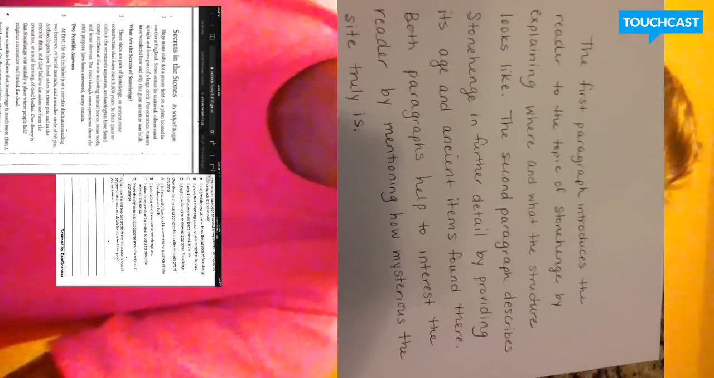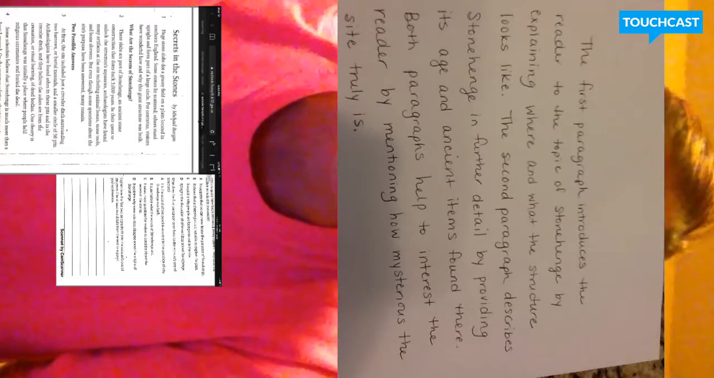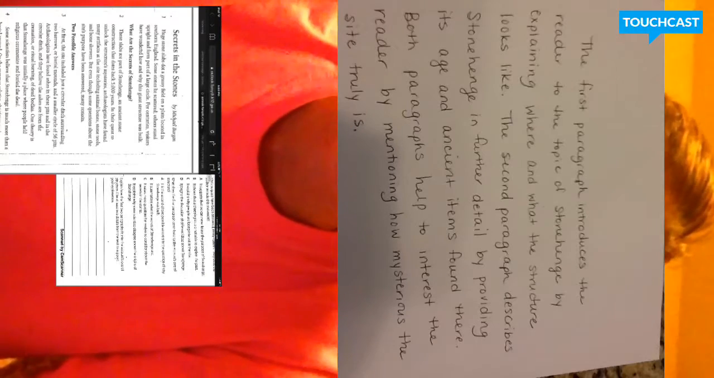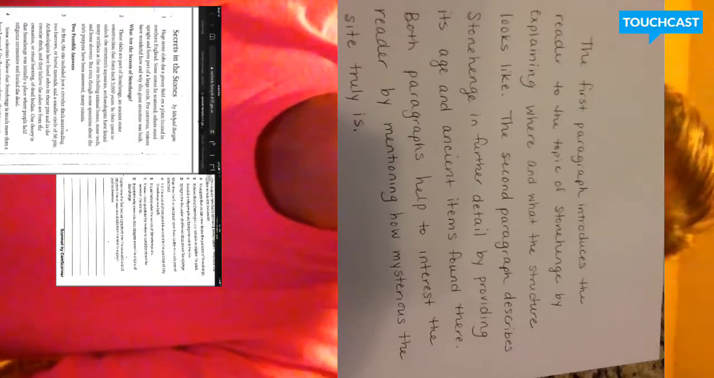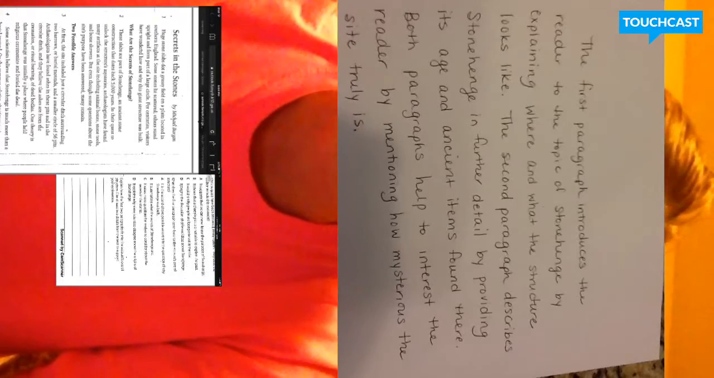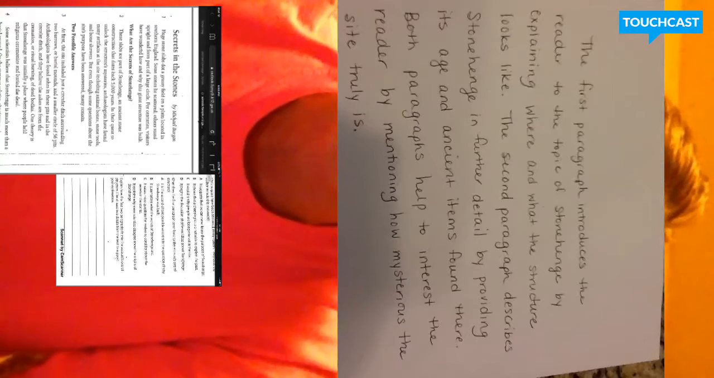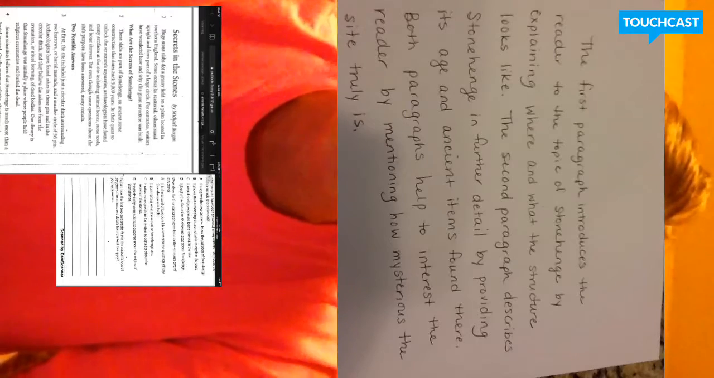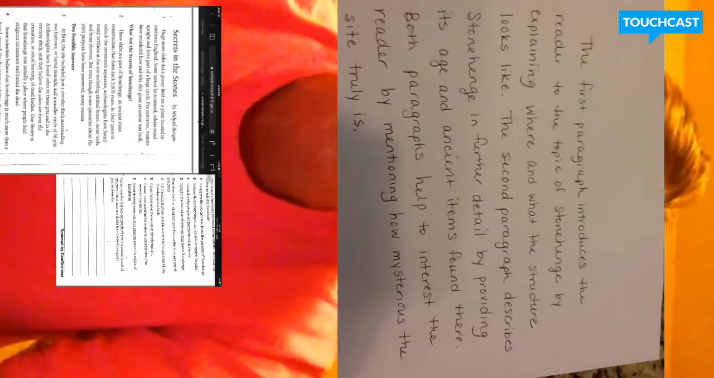What I did was I first talked about the first paragraph. The first paragraph introduces the reader to the topic of Stonehenge by explaining where and what the structure looks like. The second paragraph describes Stonehenge in further detail by providing its age and ancient items found there. Both paragraphs help to interest the reader by mentioning how mysterious the site truly is.